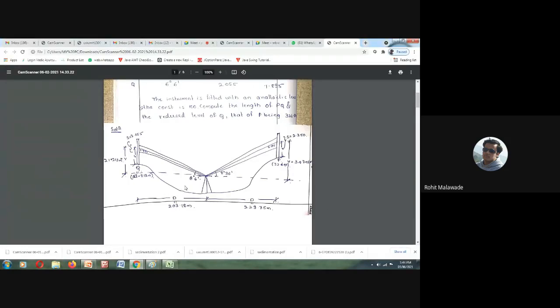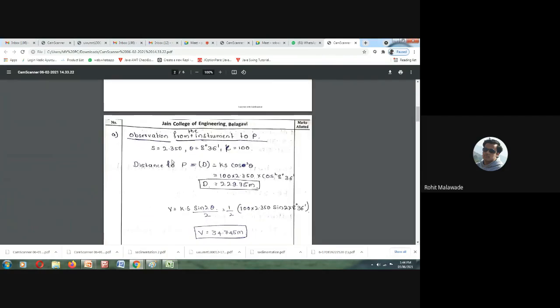So I need to find out the D value, the distance between the instrument station and P, and the distance between P and Q. Then only can I find the total distance PQ. So we will look only at this particular side, from the instrument station to the point P.